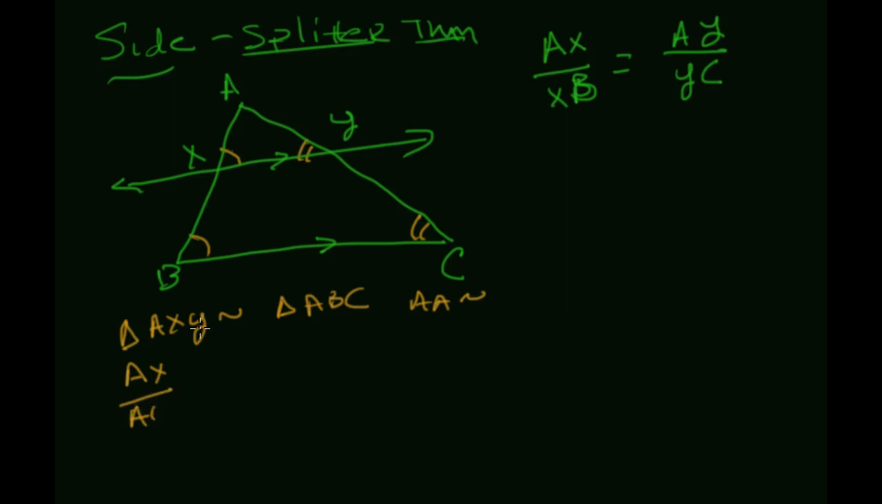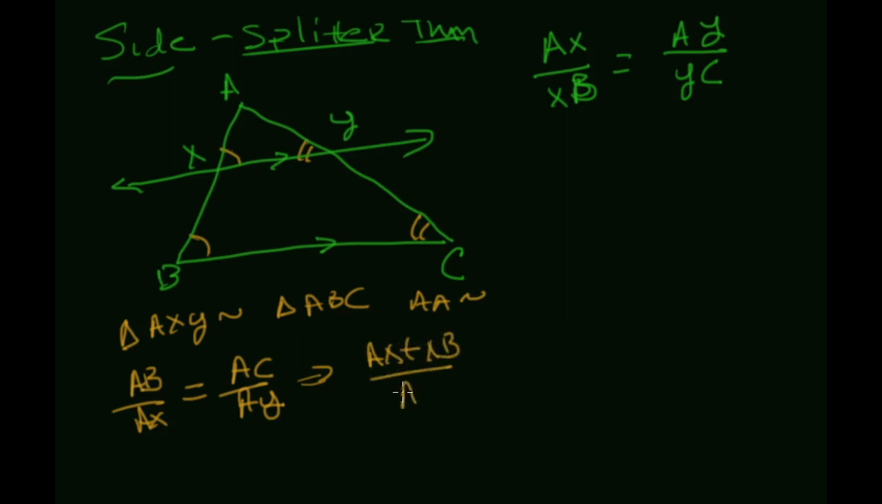I can say that AB is to AX, as AC is to AY, because this is big triangle, small triangle, small triangle. All right. If you look, though, AB is the same as AX plus XB. And AC is the same as AY plus YC.